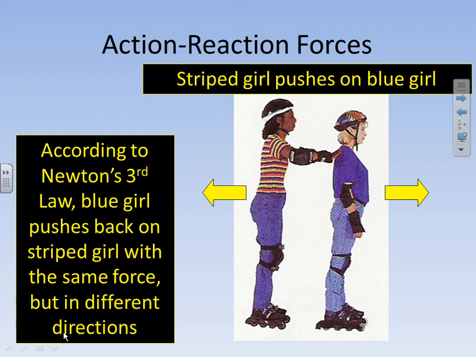Striped girl, though, how many forces does striped girl have acting on her? 1, right? At least according to this picture, okay? And what will start happening because of that one force? Which way? Opposite direction, towards the left, right? All right. Will their accelerations be the same?